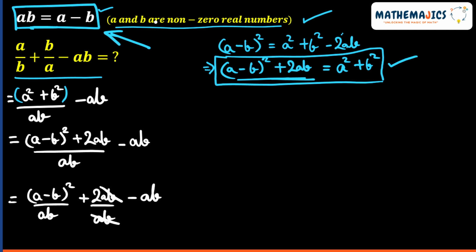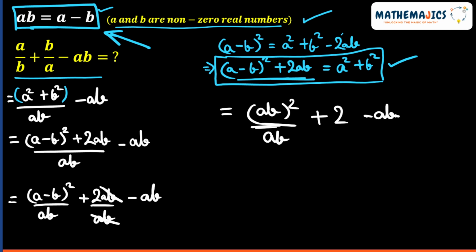So we will be rewriting it as AB whole square upon AB, and the second term will be plus 2 as AB and AB were cancelled, minus AB. Correct? Now here also we can cancel out AB and AB. We will be left with AB plus 2 minus AB, and these two terms can be cancelled.